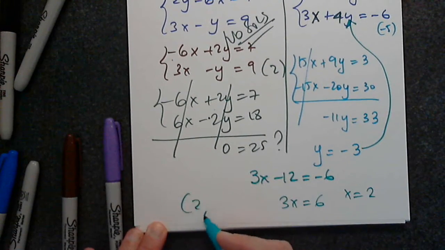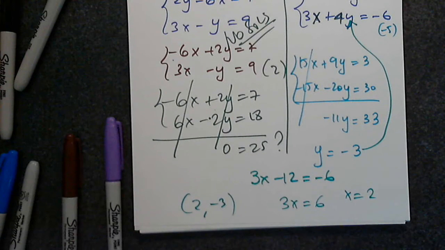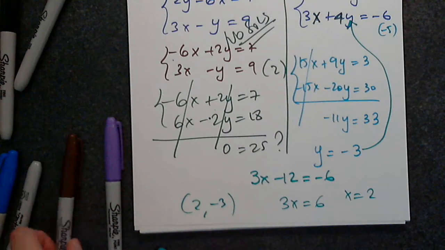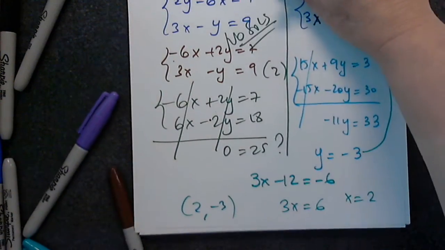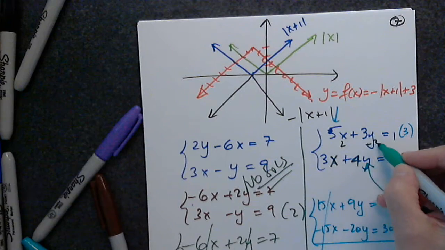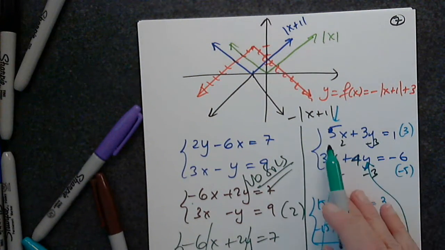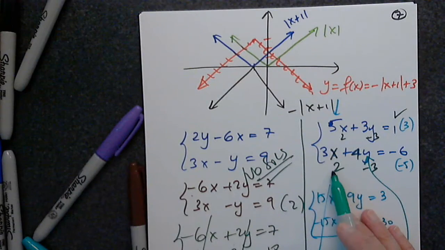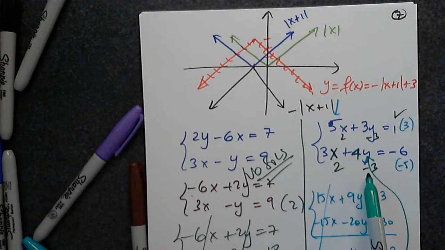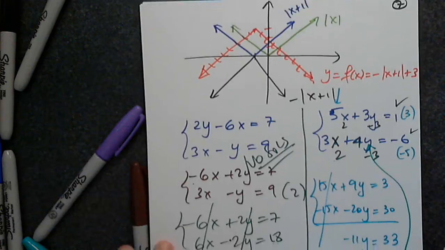Don't worry. We will catch our mistakes if we have any right this moment because we go back and check. Okay, so I go back and check to the original problem with 2, negative 3. 10 minus 9, yes. 6 minus 12, negative 6, yes.